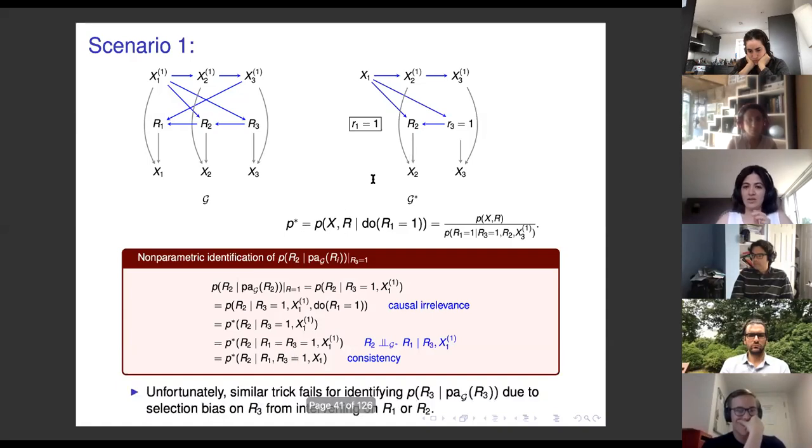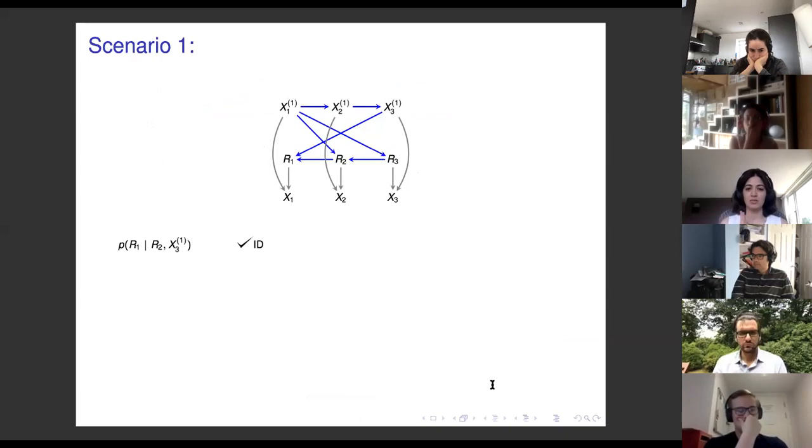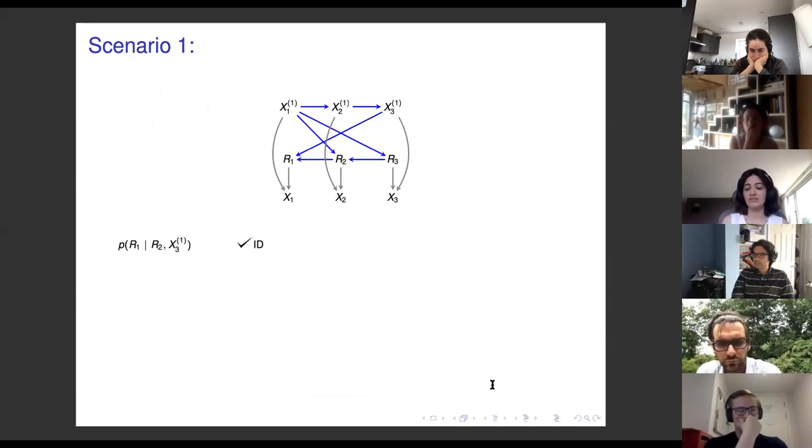And again, because R3 is now selected on, I can't really do other interventions. I can intervene on R2, and I'm going to fail in identifying the propensity of R3 altogether. So now, does it mean that the missingness mechanism is not identified, and does it mean that the full law is not identified? Well, let's see. Just to summarize, the propensity of R1 is identified. The propensity of R2 is identified only when R3 equals 1, and we fail to identify the propensity of R3.